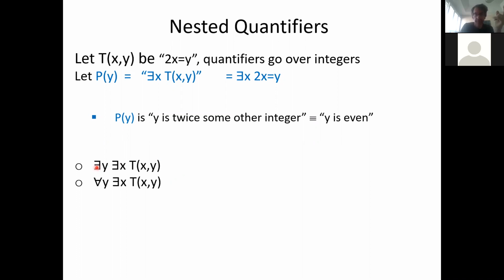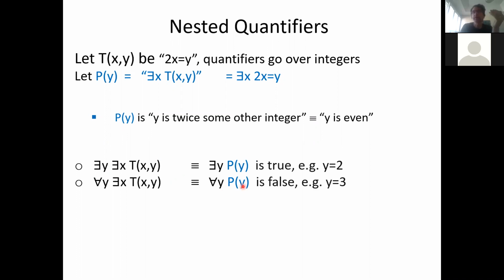That's what this thing says. So these statements can be rewritten as, the first one, there exists a y which is even, and the second, for all y's are even. Okay, then it's obvious how to evaluate them, right? The first one is true because the domain is integers. There exist even integers, and it's not true that all integers are even.